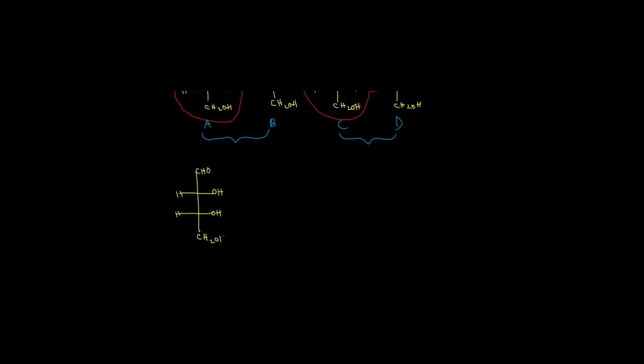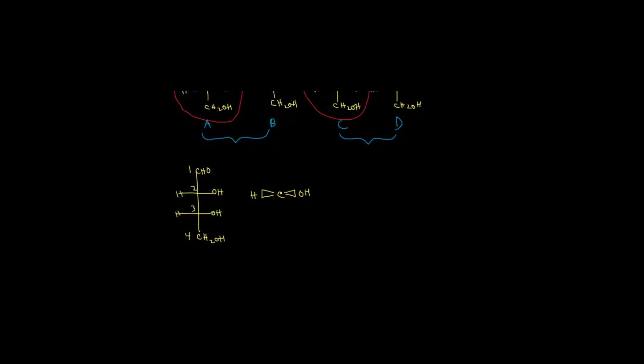So here I have my Fischer projection, and your aldehyde's going to get a 1, and then 2, 3, 4 in terms of numbering your carbon chain. I want to figure out the absolute configuration at carbon 2 here. So at carbon 2, what do I have? I know a Fischer projection tells me that if it's a horizontal line, everything's coming out at me. So my OH is coming out at me, and my hydrogen is coming out at me.